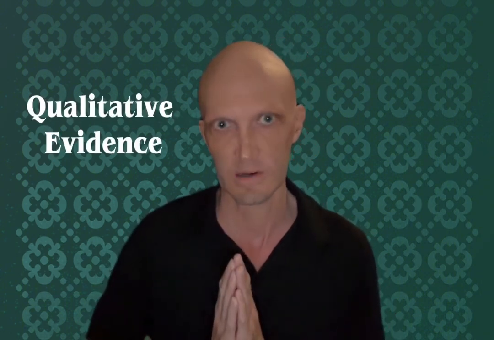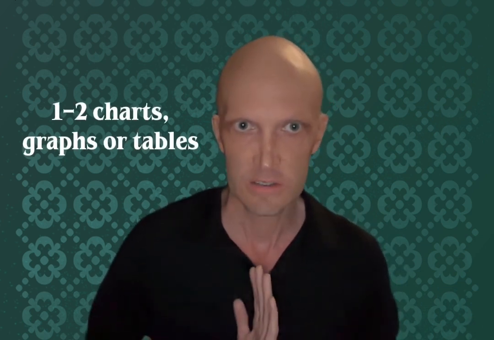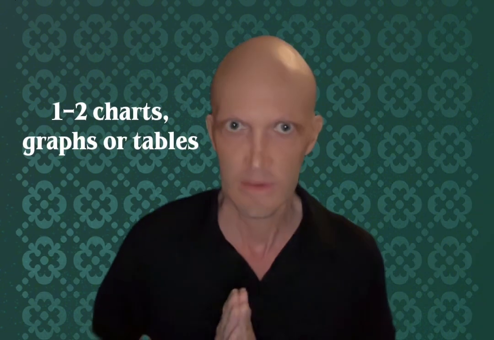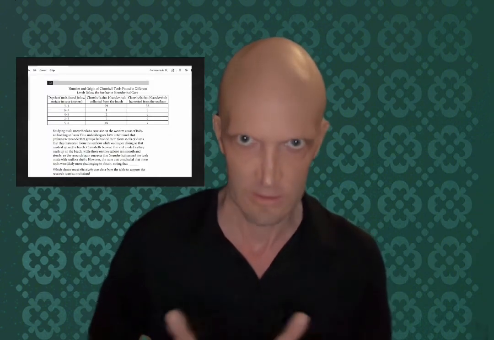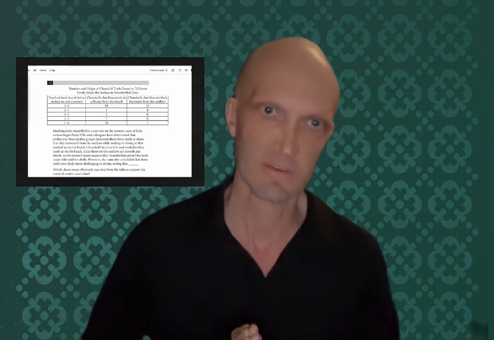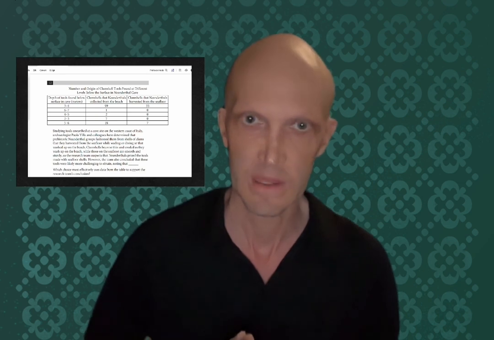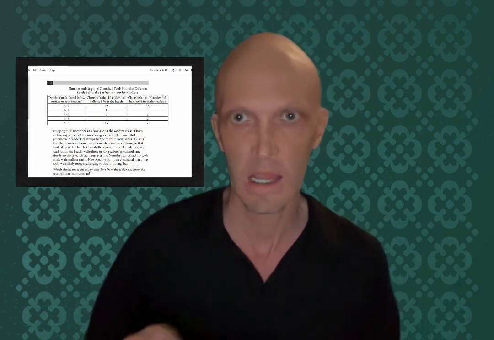Today we're going to talk about the qualitative evidence questions, in other words, charts and graphs. These usually appear in the middle of each reading and writing section. One or two charts, graphs, or tables. So you'll be given the chart or the graph or the table and then a paragraph underneath which describes the topic. Usually the paragraph will end with a claim.